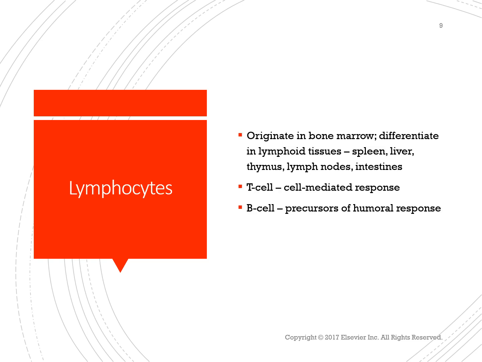Lymphocytes originate in your bone marrow. They differentiate in lymphoid tissues, and that's going to be your spleen, liver, thymus, lymph nodes, and intestines. These include your T cells, which are included in your cell-mediated responses, and your B cells, which are precursors of a humoral response.